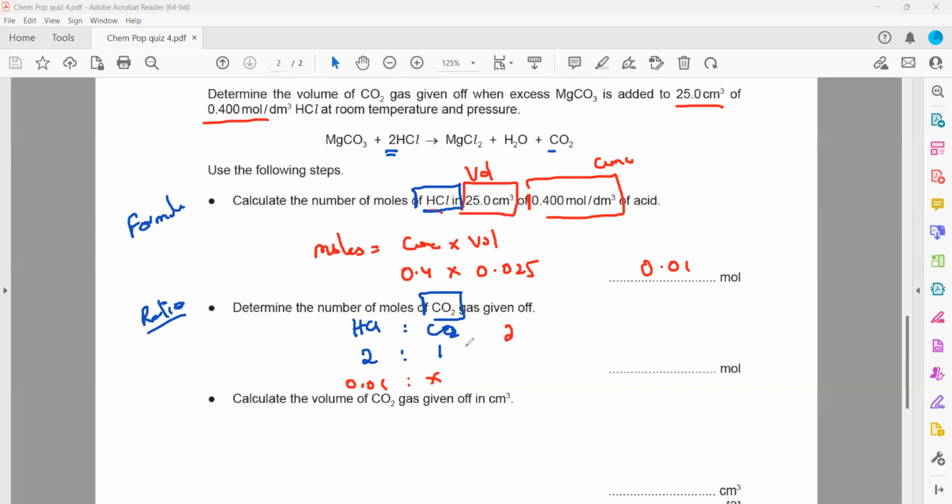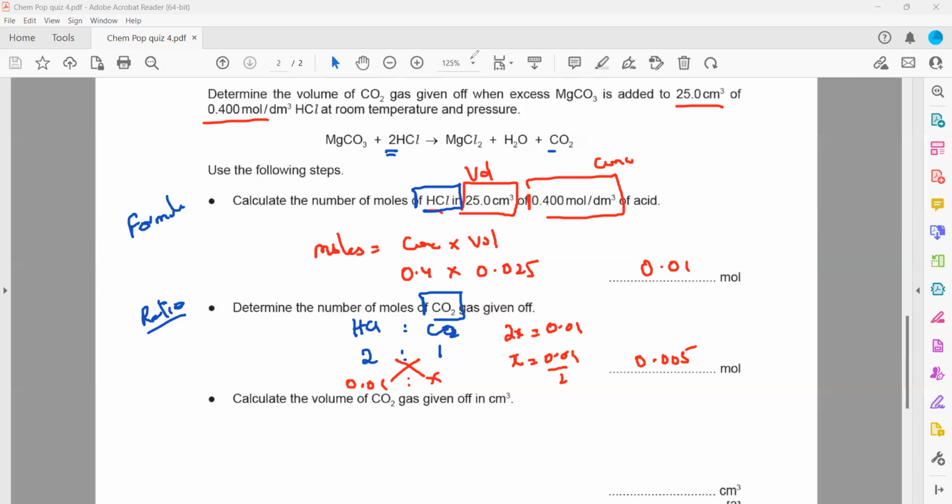how many moles of carbon dioxide will there be? X. So we can cross multiply. 2x equals 0.01 times 1. So x equals 0.01 divided by 2. When 0.01 is divided by 2, it becomes half of it, so it will become 0.005 moles. So that's how we got the moles of carbon dioxide.